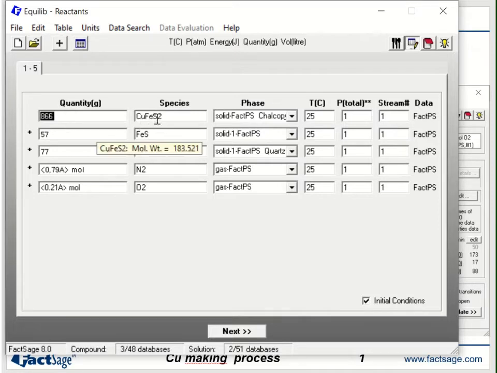So now you are entering all these species, and you may ask me, do I have to really enter CuFeS2? Why not just enter copper, iron, sulfur, and nitrogen and oxygen in the calculation? Yes, if you want to do a simple equilibrium calculation to look at the final state, then you don't have to worry about the original mineral form. You can just simply use the element, if you like, as input. As long as you have the mass balance, there's no problem.